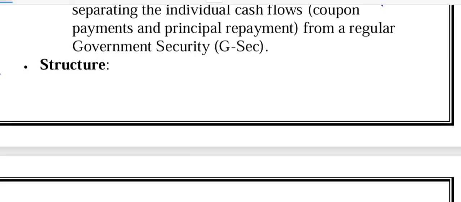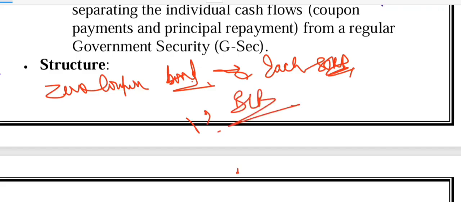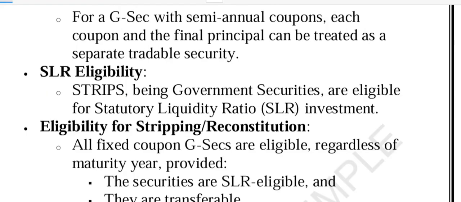If you talk about the key feature of this strip, this is a kind of zero coupon bond. Remember, this is a zero coupon bond because each strip pays no periodic interest, just one lump sum at maturity, and they are traded separately. Which means an investor can buy or sell an individual strip, for example, only the 5-year coupon or the principal. And one more thing is that they are SLR eligible. Banks can count them toward the statutory liquidity ratio.